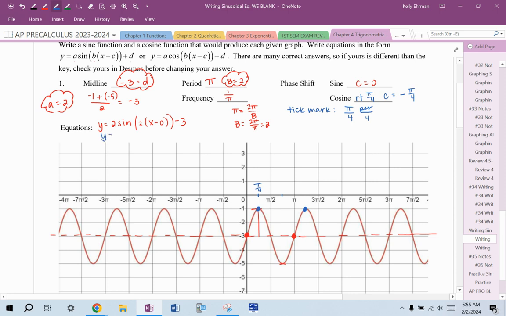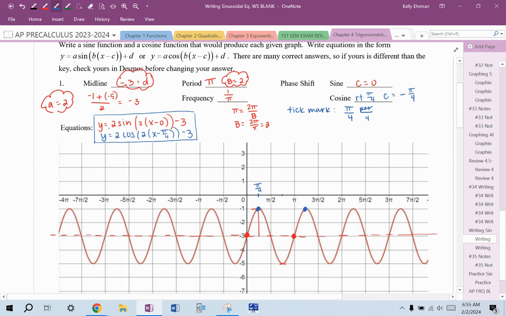The cosine graph. Cosine was also positive because it starts above its midline, so 2 cosine. B will be the same. The period is still 2. We said this is going to be x minus pi over 4, -3. So again, the amplitude will be the same for both.